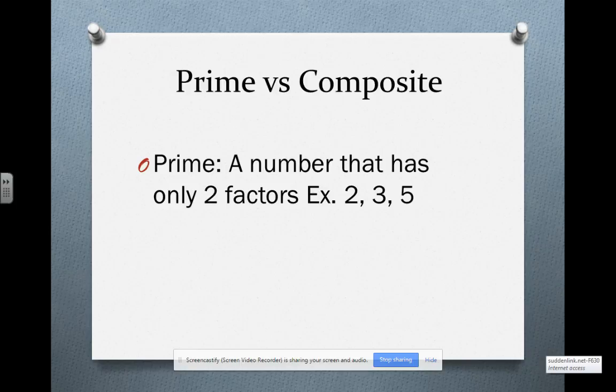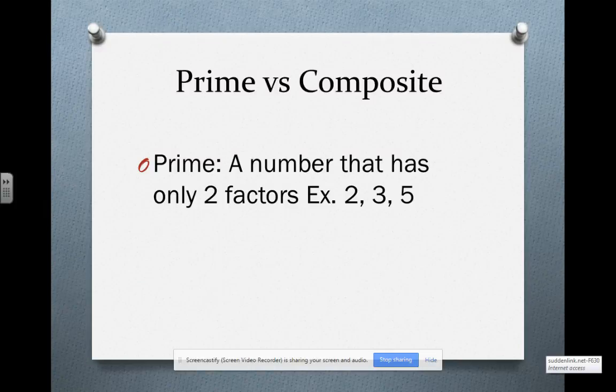An example would be 2 because the only way we can get 2 is to multiply 1 times 2. Or another example would be 3 because you can only multiply 1 times 3, and 5 because you can only multiply 1 times 5 in order to get 5.